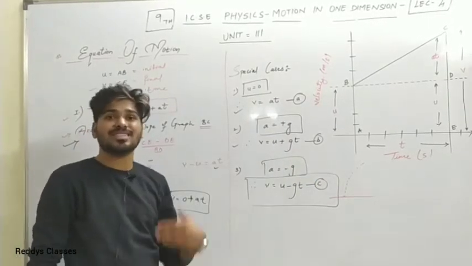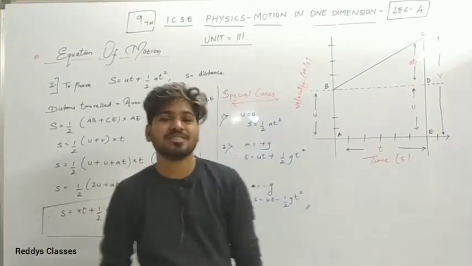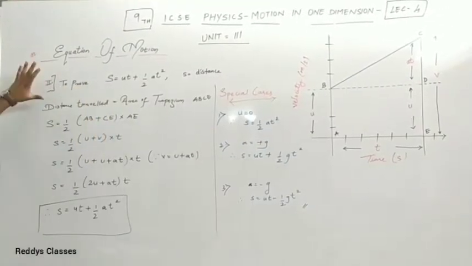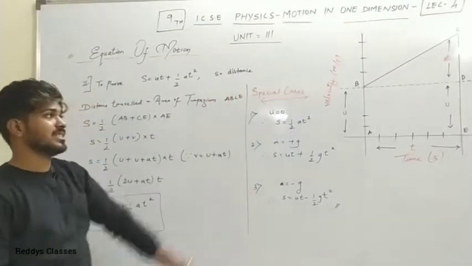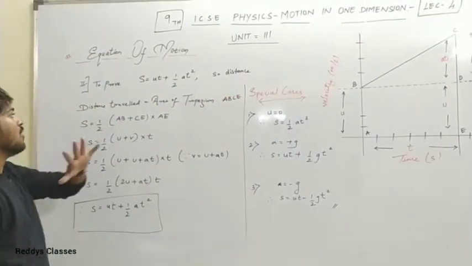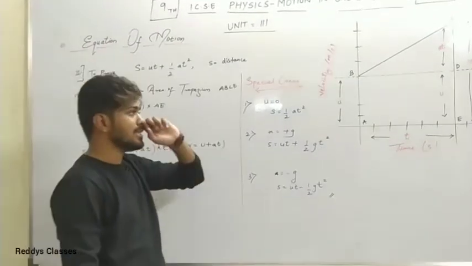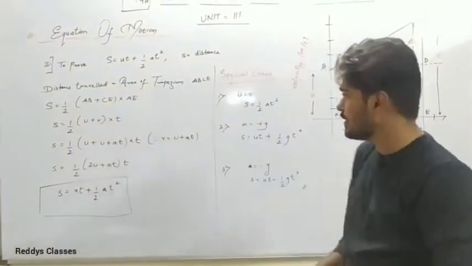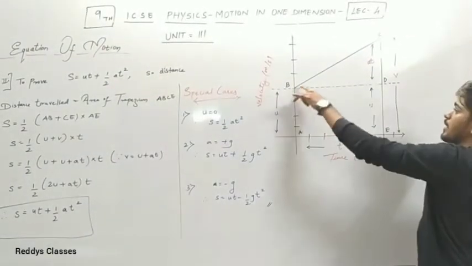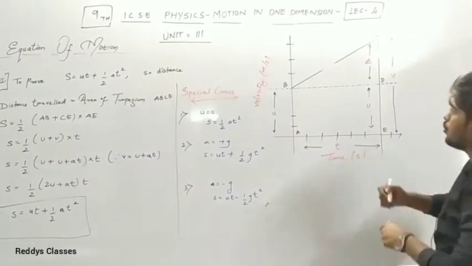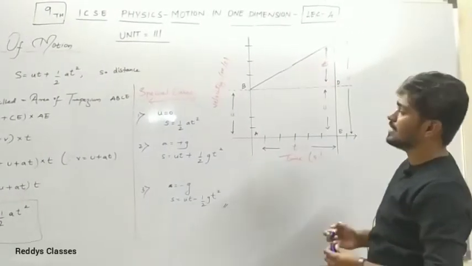Let us study now the second graph. Let us solve the second equation of motion. We have to prove s is equal to ut plus half at square, where s is the distance. Now you can see here, first of all, the distance traveled is shown by AB and CE in this graph. So we can write s as the distance.